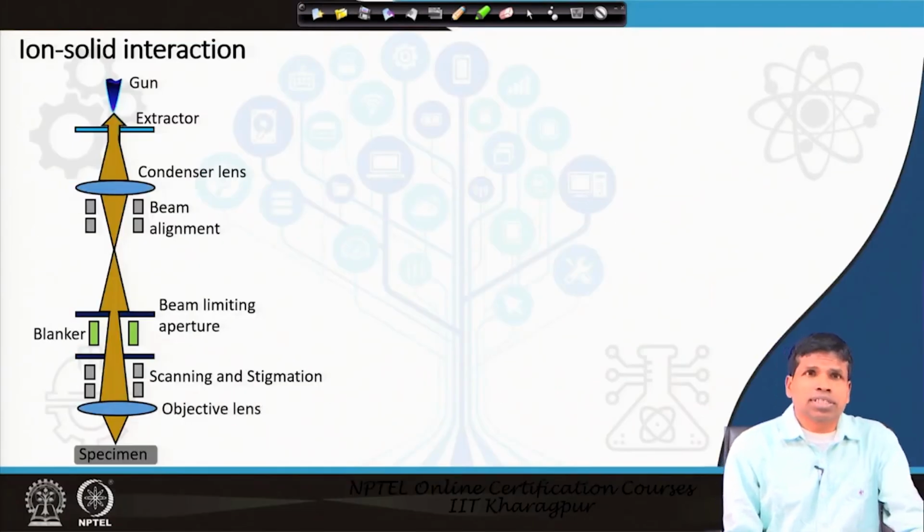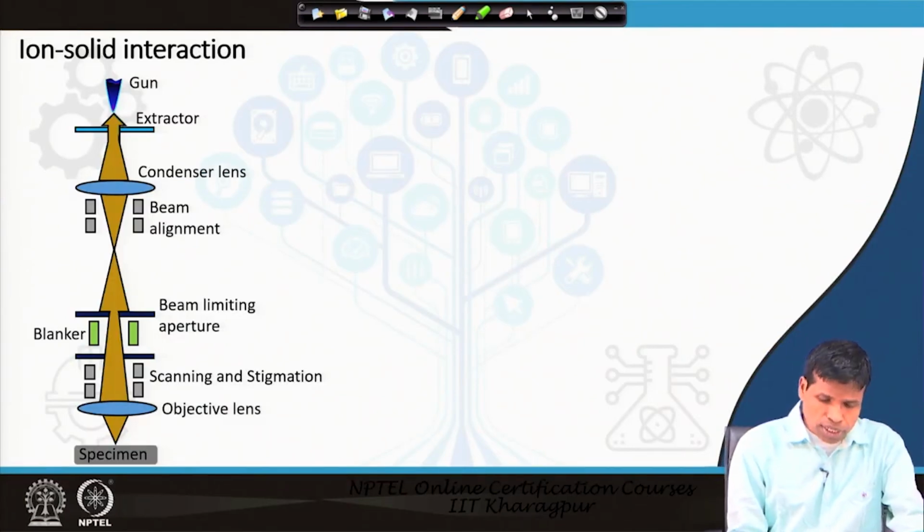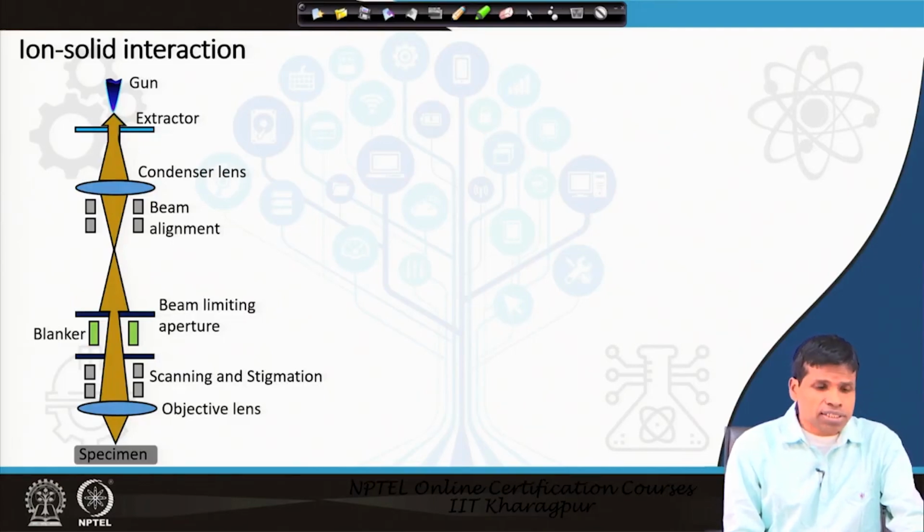This is the schematic diagram of our helium ion microscope. At the top we have the gun, and then we have the extractor to ionize the gas atom, that is helium and any other gases. We pass into the column, and the extractor is given a negative potential to pull out the ions from the tip or apex of the gun and bring them downwards.